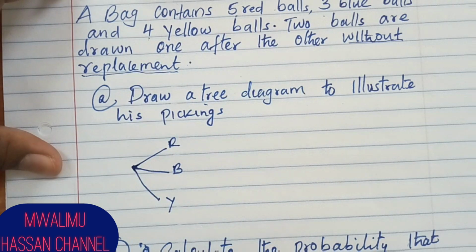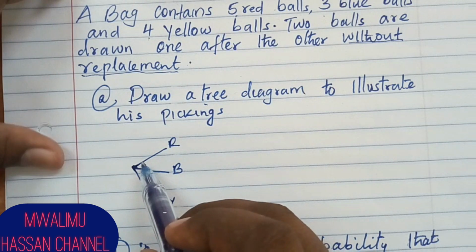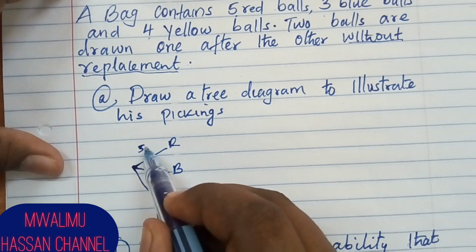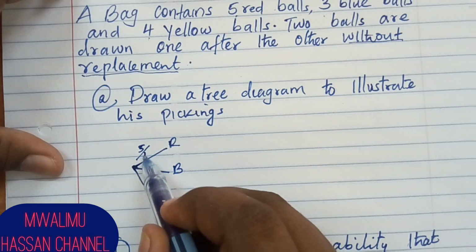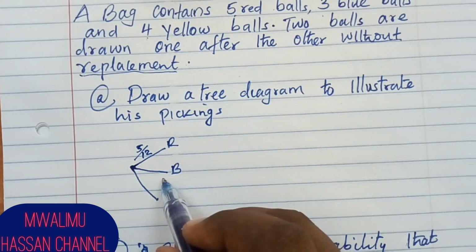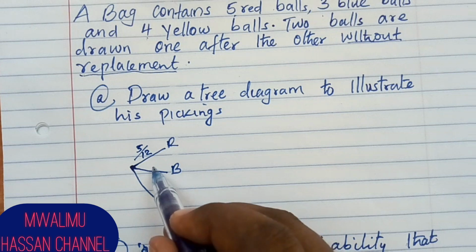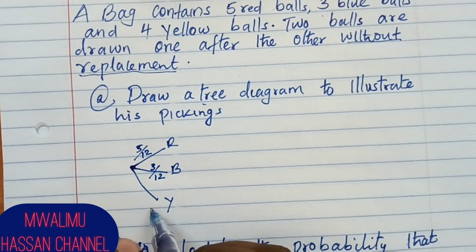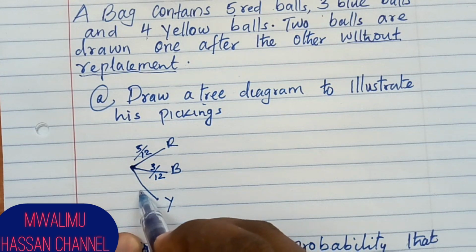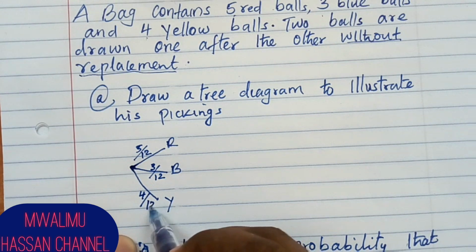And the total number of balls in the bag are 5 plus 3, that is 8, 8 plus 4, that is 12. So in terms of fractions, the number of red balls, we have 5 out of the total number of balls, which is 12. For blue balls, then we have 3 out of 12. Then the third balls, which are the yellow balls, we have 4 out of 12.